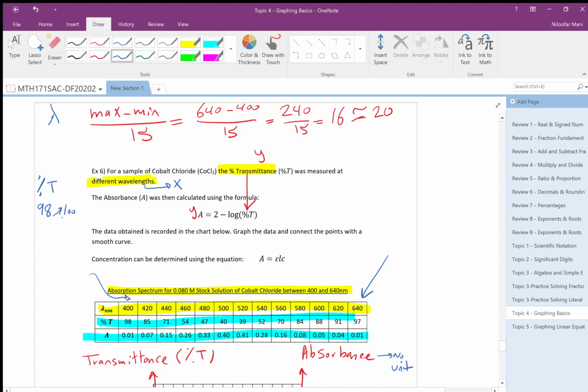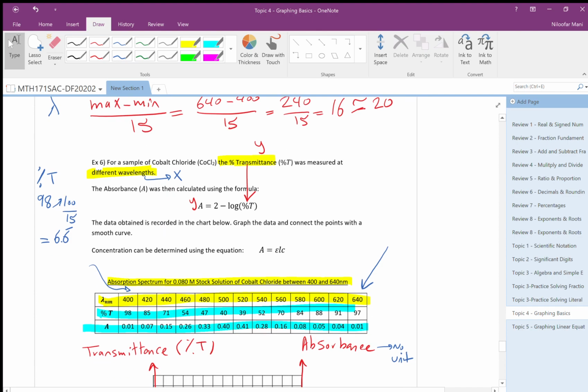200, and then I divide by 15, and the answer is 6.6 forever. Okay, this part is important. Again, I have 6.6 forever. If I want to say the first one is 6.6, the second one is 6.6 multiple 2, the third one is 6.6 multiple 3, it's hard. It's confusing. It's too crowded, and I don't want that.